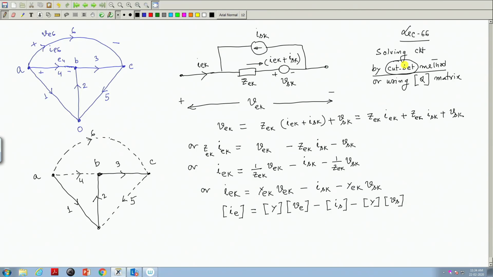I will just briefly review what you know about the Q matrix. You choose any one tree of the network. This is what I have chosen, this is the tree, these are the links, and these tree elements are called the twigs. In this network, if these twig voltages, that is the voltage across 1, across 2 and across 3, are known, you can find out all other element voltages. And if you know element voltages, you know node voltages and so on.